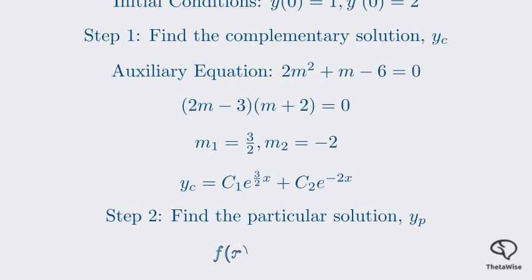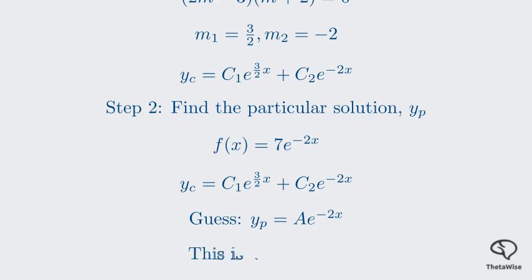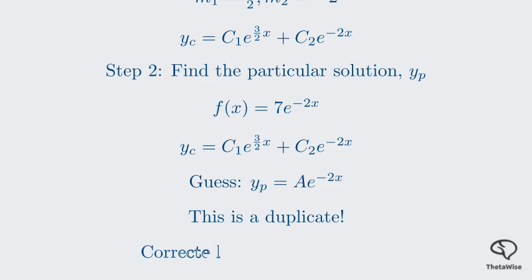The right-hand side is f(x) equals 7e to the power of 2x. Our initial guess would be y_p equals A e to the 2x. Let's check for duplication. Looking at y_c, we see the term c2 e to the power of 2x. Our guess is a duplicate. Therefore, we must multiply by x. Our corrected guess is y_p equals A x e to the power of 2x.